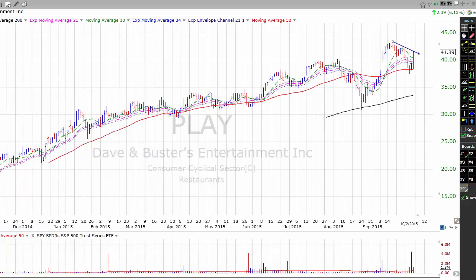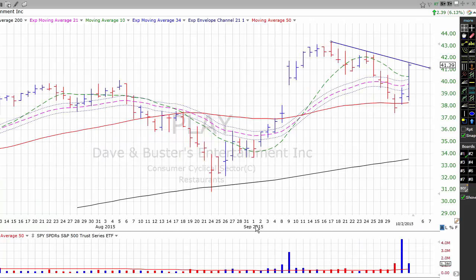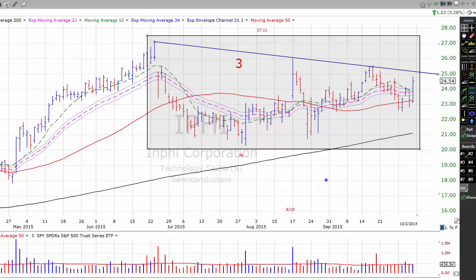It came public about a year ago and is a more aggressive situation than some of the stocks that we've taken a look at. Dave & Buster's can be bought on a break above that trend line, keeping in mind again that our primary signal is a sell signal, and so you want to keep your stops at their tightest possible levels. Next, we look at Inphi.